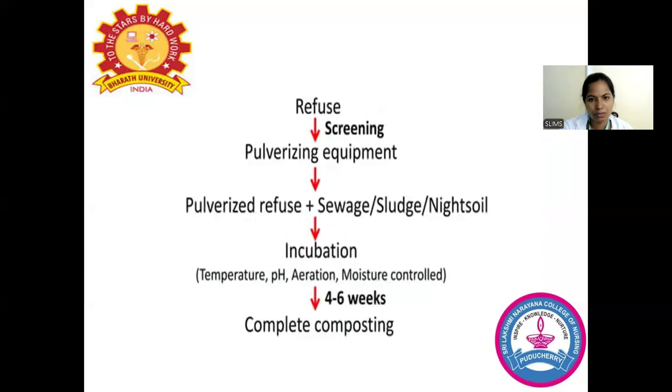So first the refuse will go for screening, and they will put the refuse which is very small in size into the pulverizing equipment, and after that they will take that pulverized refuse and mix it with the sewage, sludge, and night soil, and that will be kept under a certain incubation period, where the temperature, pH, and aeration will be set in control. Then after 4 to 6 weeks, that will be completely turned into compost.